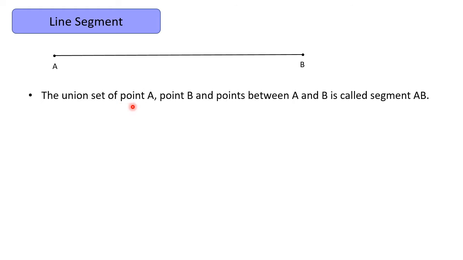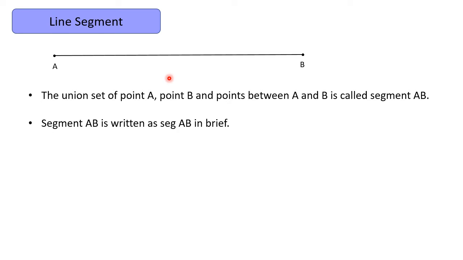So the union set of point A, point B, and all the points between A and B are called as line segment. There are infinite points between point A and point B, which forms a line. So union set means what? We take all the points united or together to form this line segment. So this is one more definition.